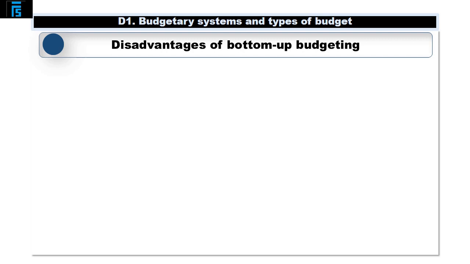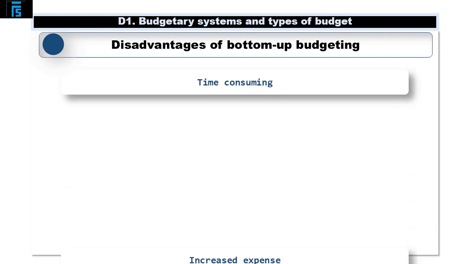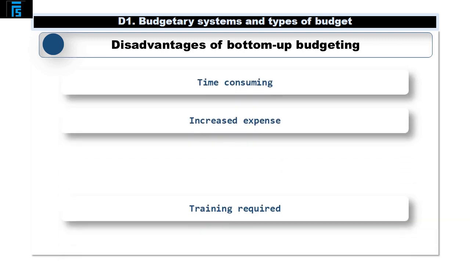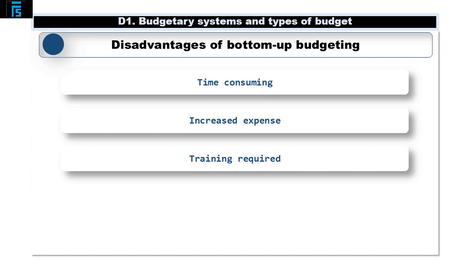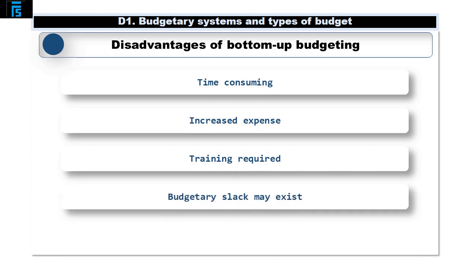Disadvantages of bottom-up budgeting. Including junior management in the budget preparation can be time-consuming and expensive. Also, some training may be required before the budget can be prepared. There is a risk that budgetary slack may be included. Hence, an inaccurate budget is possible.